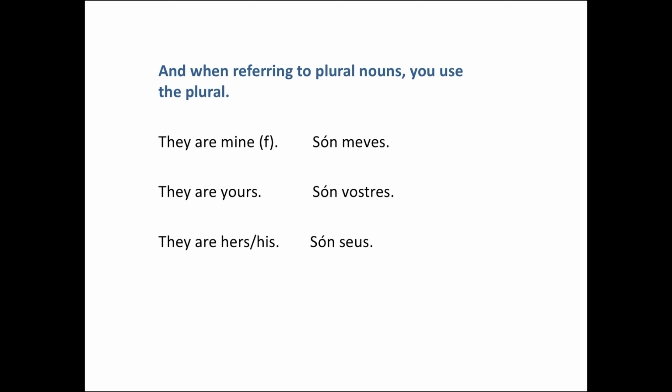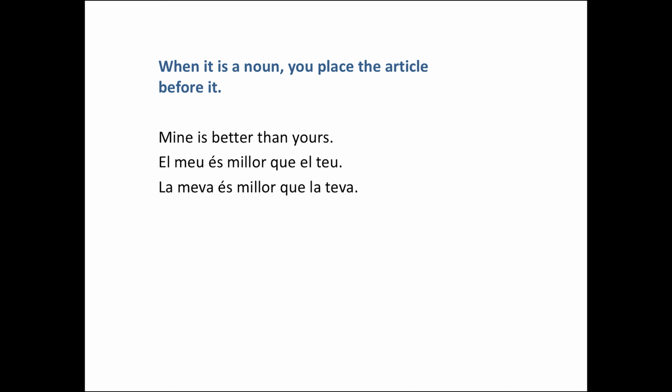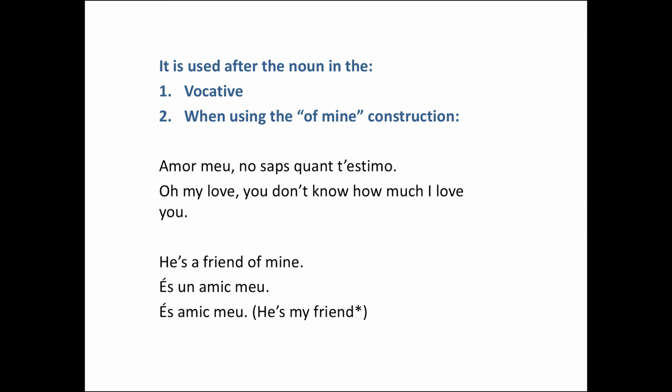And when referring to plural nouns, you use the plural. Són meves, són vostres, són seus. When it is a noun, you place the article before it. Mine is better than yours. El meu és millor que el teu. La meva és millor que la teva. It is used after the noun in the vocative and when using the of mine construction. For example, amor meu no saps quant estimo. He's a friend of mine.